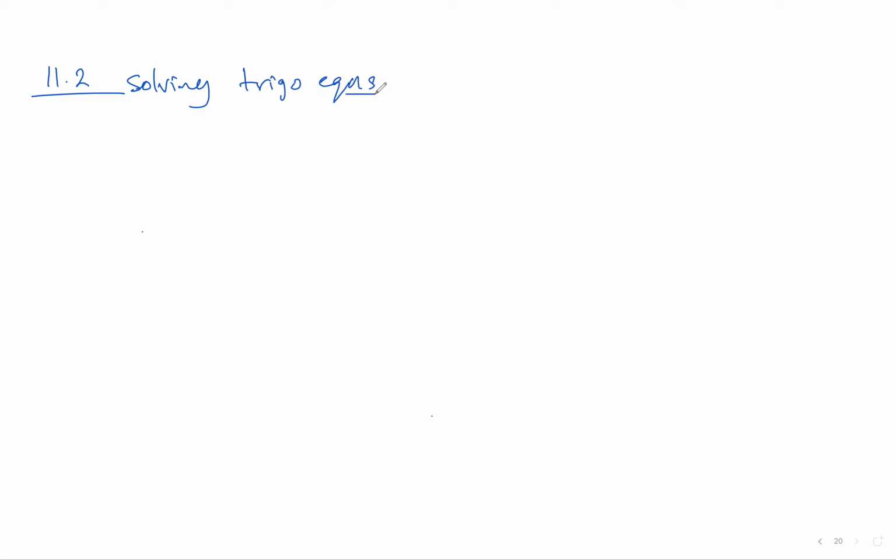Okay, this is where all your four quadrants will come in. So let's just do an example. I think we shall start with this good example. Cosine 3x equal to negative 0.4. Solve.